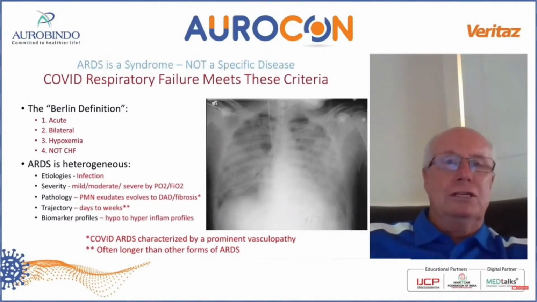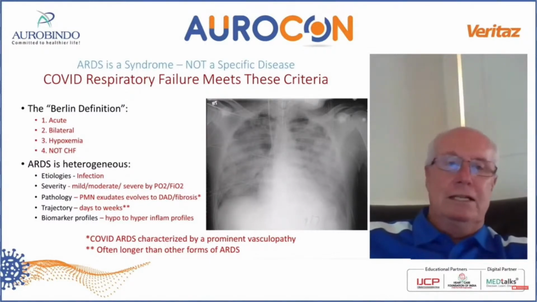So I would like to argue that COVID respiratory failure meets these criteria for ARDS. It is acute, it is bilateral, it is hypoxemic, and it is not congestive heart failure. The etiology is an infection. The severity can be mild, moderate, and severe as graded by the P to F ratio. The pathology is neutrophil exudates that evolve into diffuse alveolar damage and fibrosis. And I would make a comment here that COVID ARDS does seem to have a prominent vascular component to it as well.